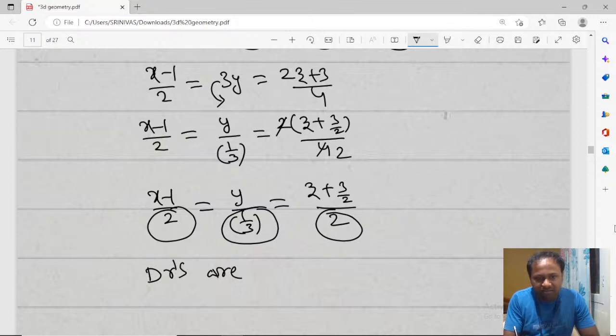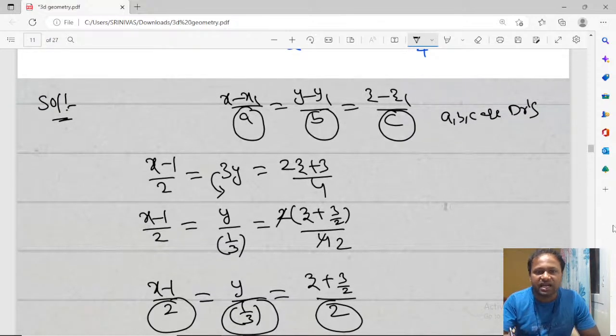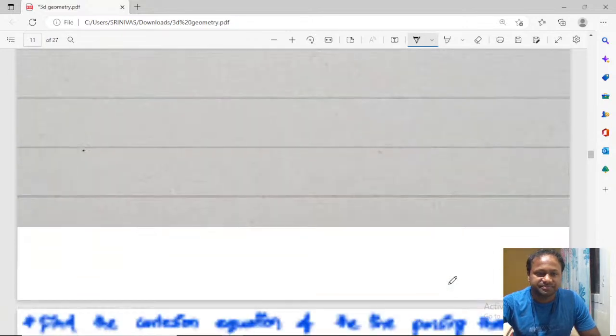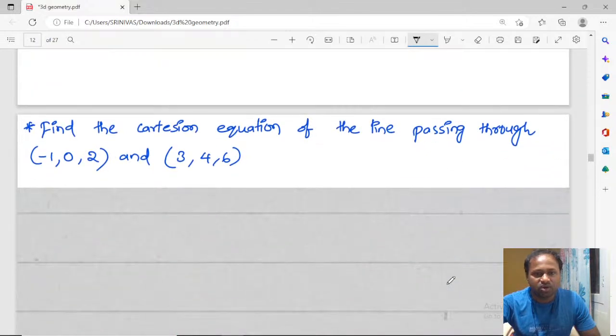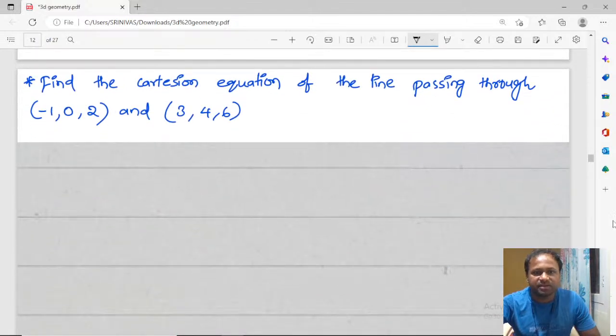DRs are 2, 1, 3, 2. Okay, so these are direction ratios. Convert into standard form and find a, b, c. Okay, next, let me move on to another question.